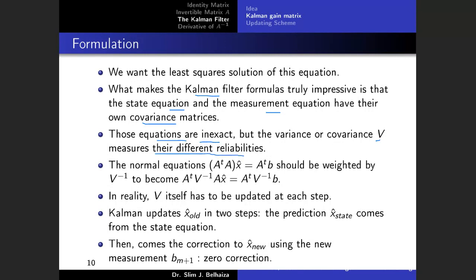The normal equation, which we've seen before in the case of least squares, should be weighted using V minus 1, the inverse of the variance matrix. The system becomes A^T V^-1 A x hat equals A^T V^-1 b. In reality, V itself has to be updated at each step. So Kalman updates the estimation in two steps. First, he updates the projection, which comes from the state equation, and then comes the correction, which is the X hat new, using the new measurement based on a zero correction objective.